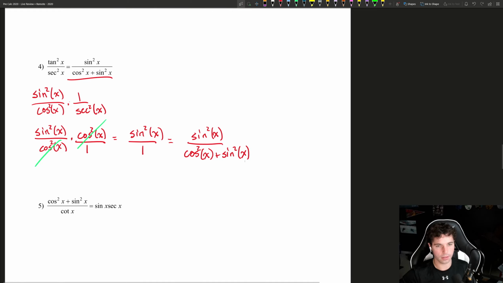All right, so that's number 4, right? We got the left-hand side, we manipulated that a bunch and we got it equal to the right-hand side, so then we're done. All right, so that's number 4.